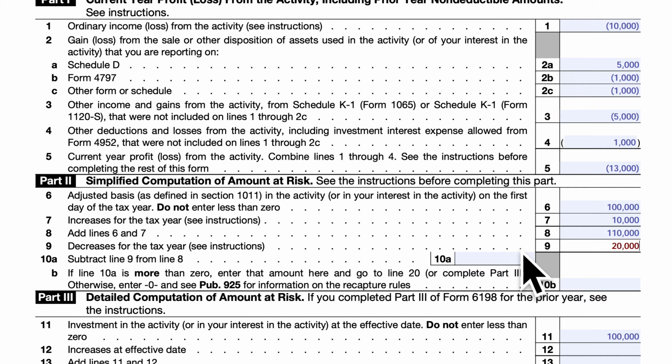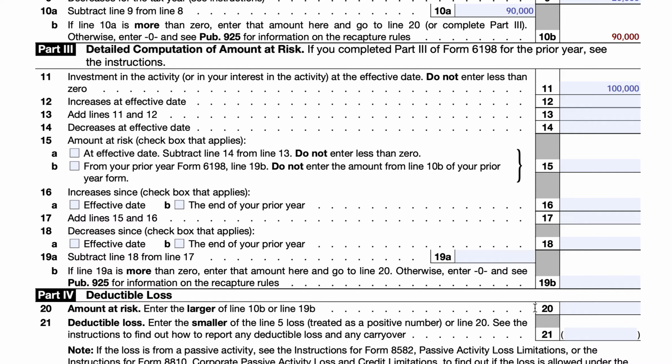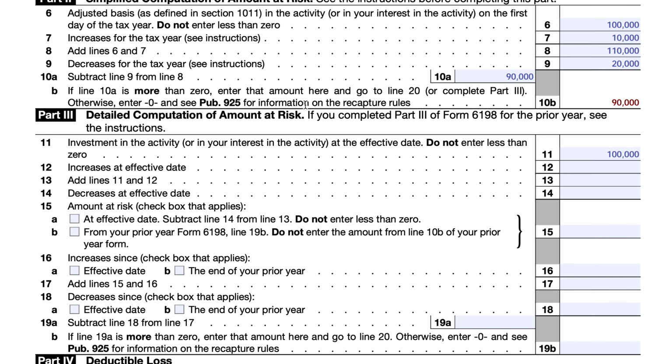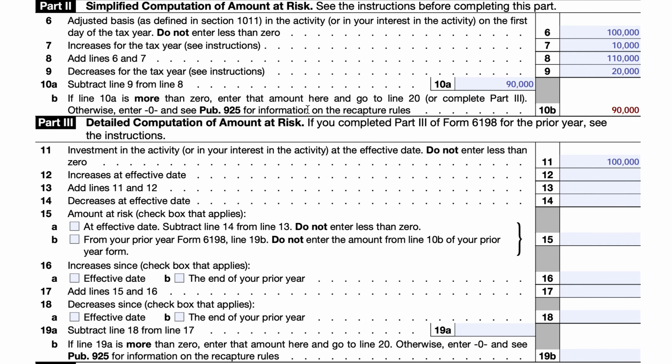which means we're going to have $90,000. Now, if line 10A is more than 0, we're going to enter that amount here. So now we can go to line 20, we can put that amount here, or we can complete part 3. Part 3, so basically we're going to go through this calculation.